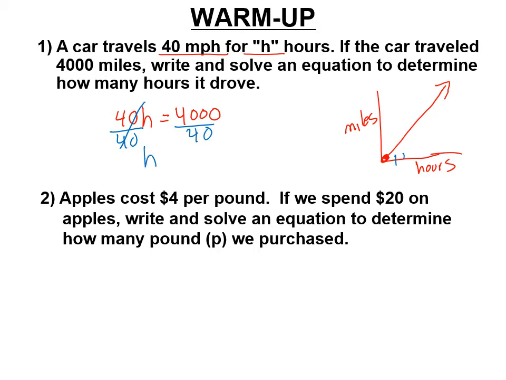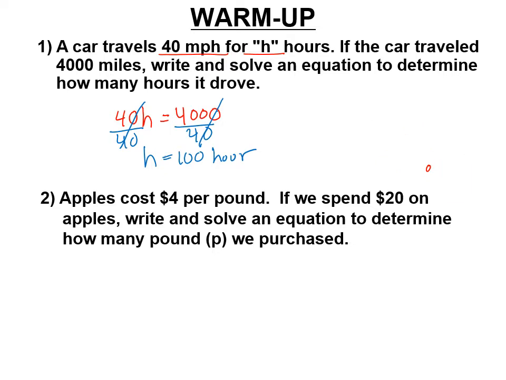To solve this equation, we're going to divide both sides by 40. Now, major trick, when you have zeros there at the end, you can cross out those zeros. And so this is the same as 400 divided by 4. And so to go 4,000 miles, at 40 miles every hour, it's going to take 100 hours. All right, 100 times 40 is 4,000. Try the next one.